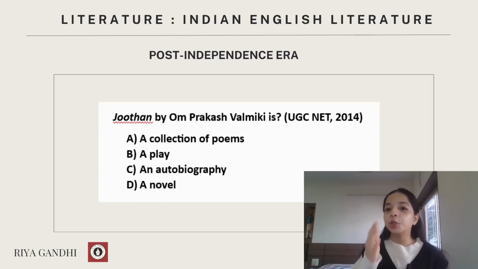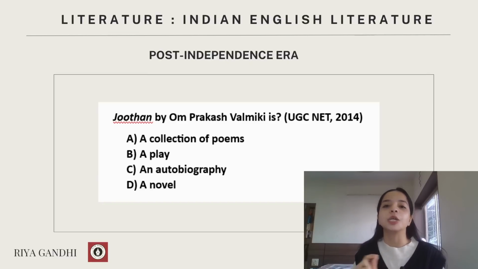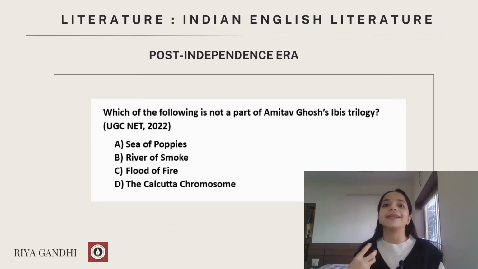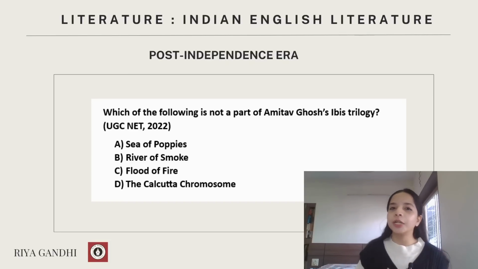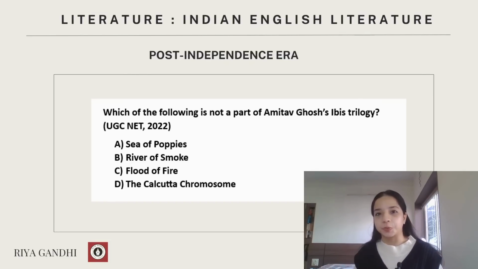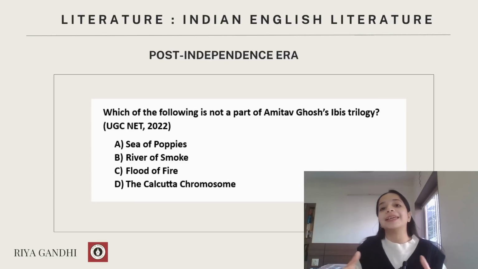So a question in 2014 was asked related to Joothan by Om Prakash Valmiki, asking about the genre. The genre is simple. It is an autobiography. Apart from Dalit literature, you need to focus more upon the contemporary writers like Amitav Ghosh. A lot of questions are frequently asked related to Amitav Ghosh's works, be it the chronology of his works, the years in which they were published, or the characters.